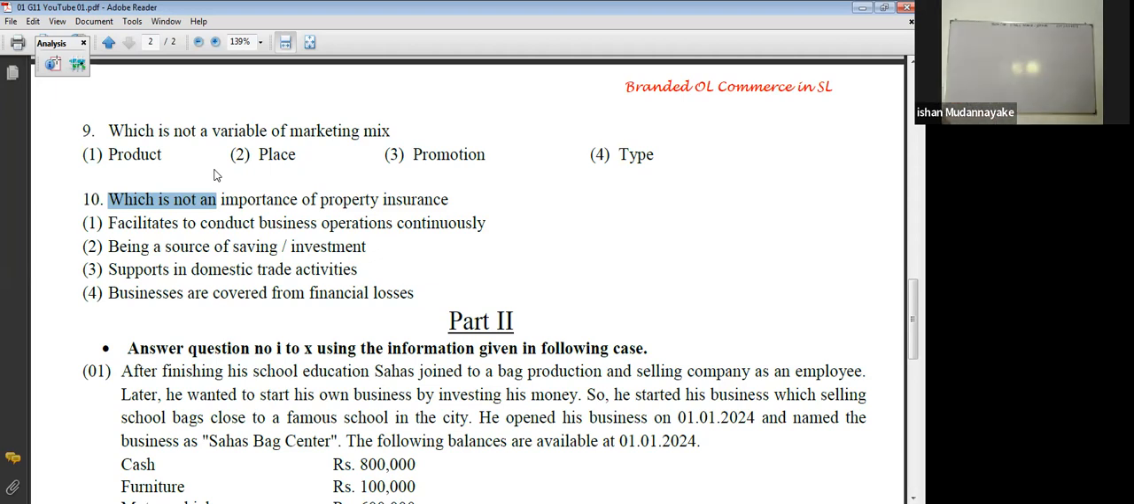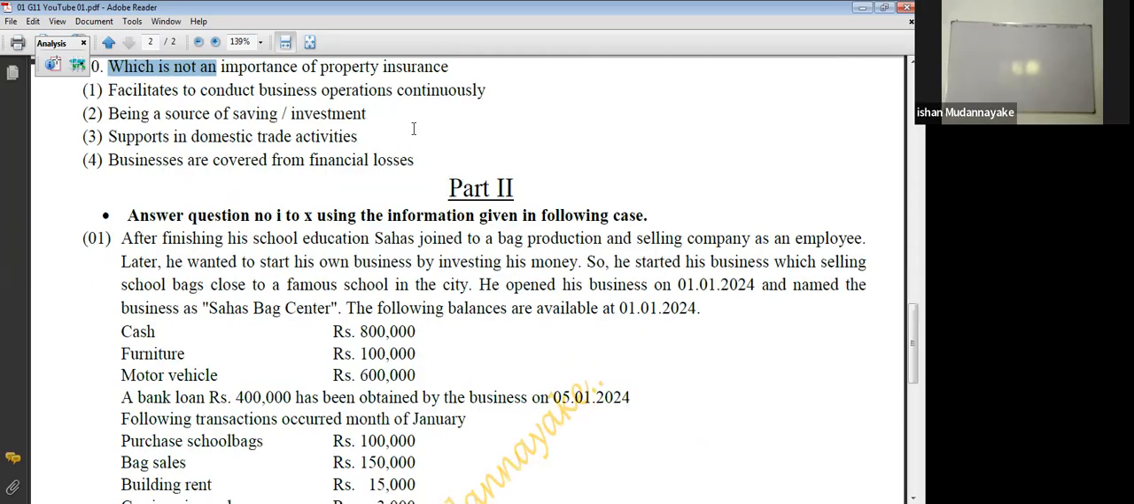Right. Now we can move into part 2. Second paper, first question. Look at the paper.